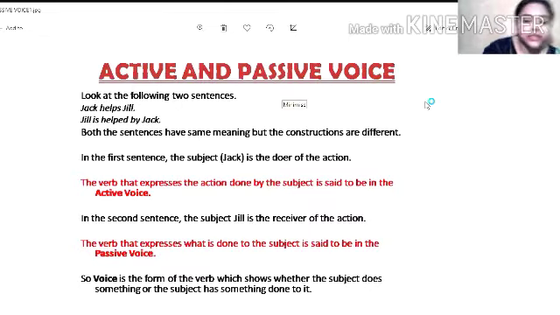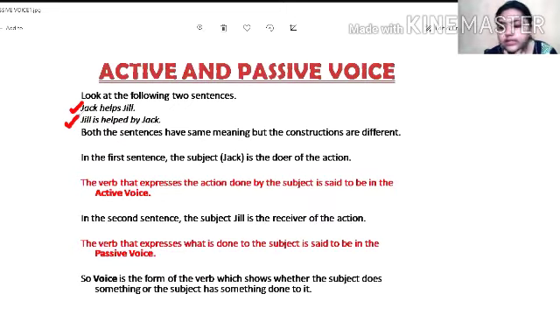Okay, so the chapter is active and passive voice. Before starting the explanation, let us look at these two examples. Let us look at these two sentences. Okay, what do they say? Jack helps Jill. This is the first sentence, and the second sentence is Jill is helped by Jack.